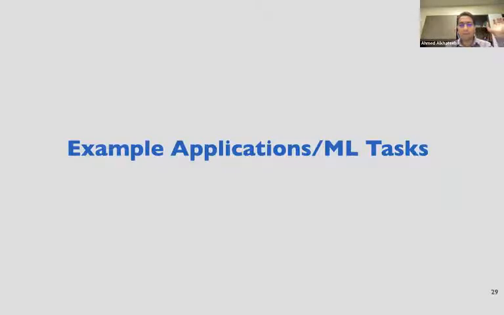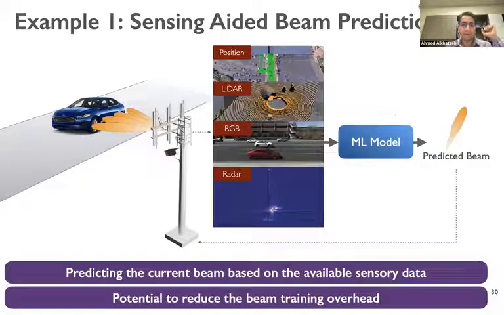All right, so in the next few slides, I will try to discuss a few applications that are enabled by DeepSense, and see how we can get some very initial insights about some of the questions that I posed in the last few slides. One of them is sensing-aided beam prediction. If we can use these different sensing modalities to predict the beam, then we can potentially massively reduce the beam training overhead.